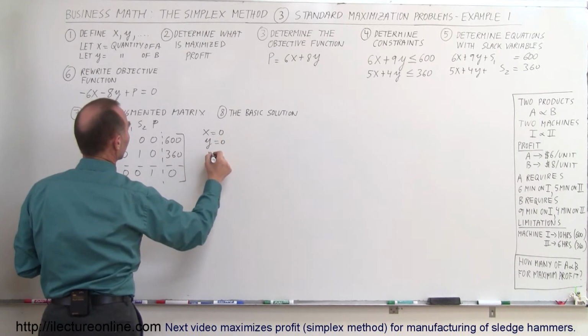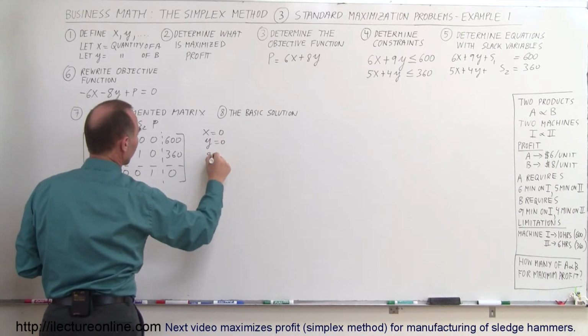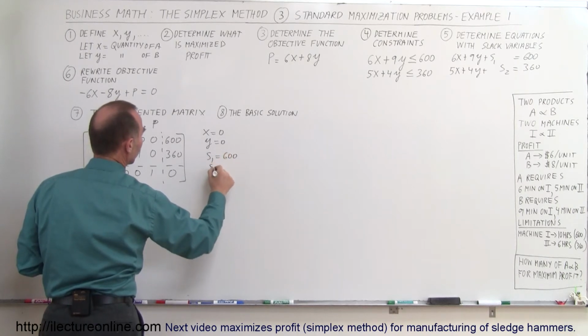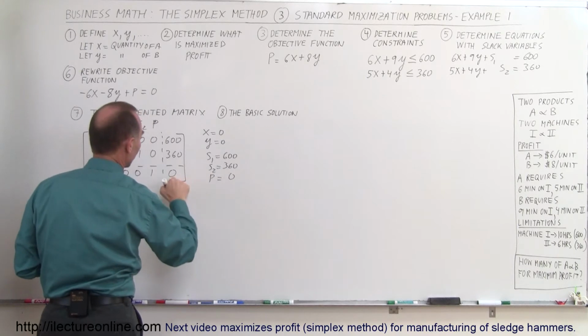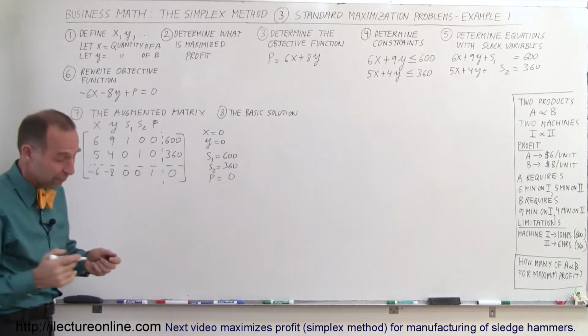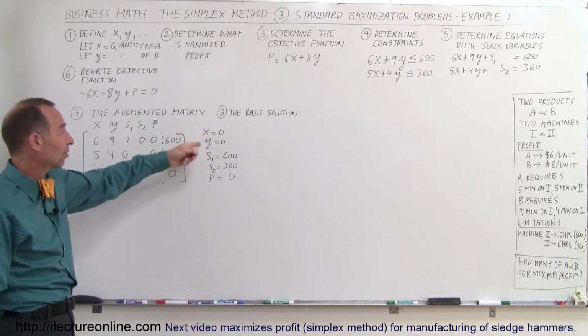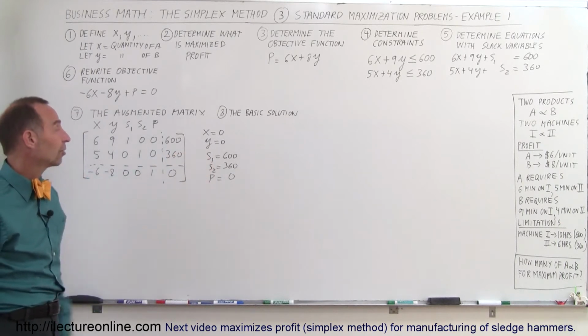S1 will be 600. Oops, that's S1. So S1 is equal to 600. S2 is equal to 360. And the profit is equal to 0. So 0 profit starting out, because we haven't done anything yet. If you don't produce any x and y, any a and b, we'll make 0 profit.